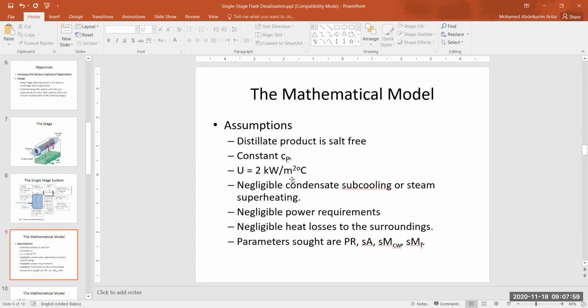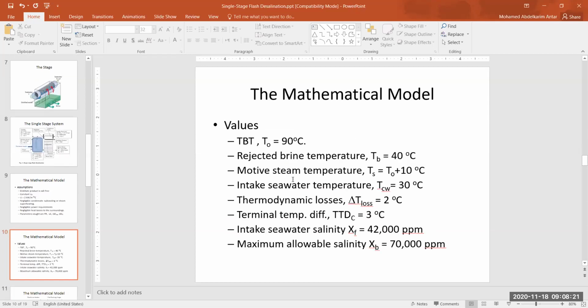And the parameters that we are looking for, as usual, for any thermal desalination system are the performance ratio, the heat transfer area, and the quantity of cooling water which is needed for the system. And definitely what we call the recovery ratio, which is how much distillate water we get compared to the seawater which is coming in. Some typical values are given here.